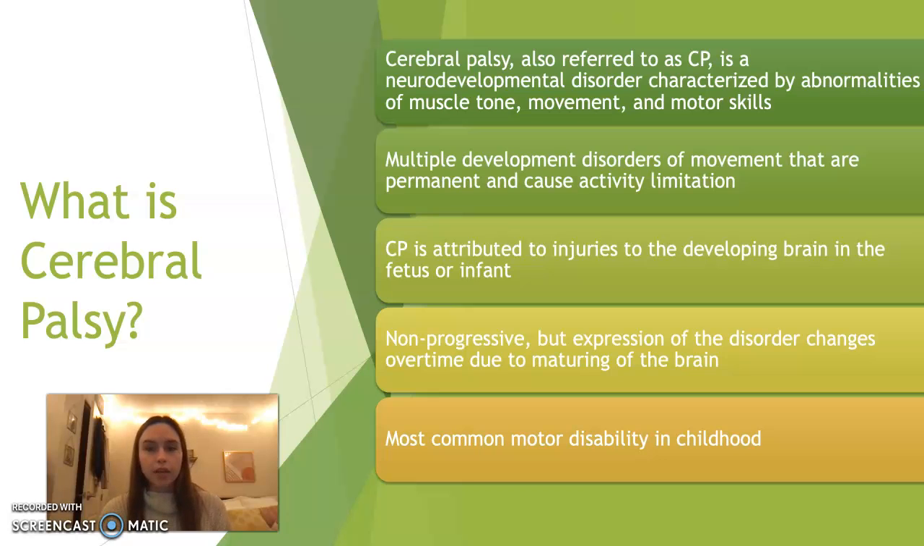So this can happen, like brain injuries can happen while it's still a fetus or when the human is an infant. It is a non-progressive disorder, but the expression of the disorder changes over time as the person grows and as the brain matures. It is also the most common motor disability in childhood.